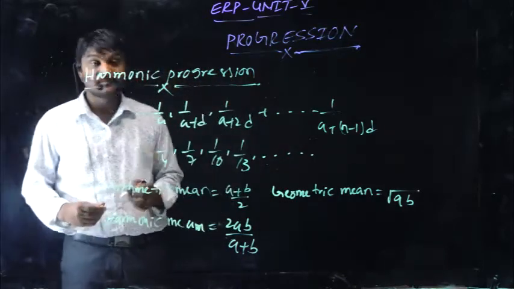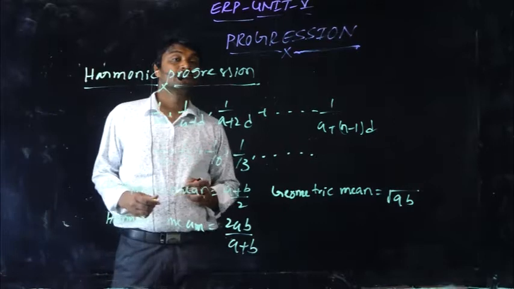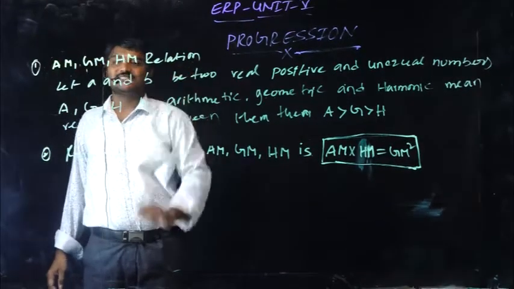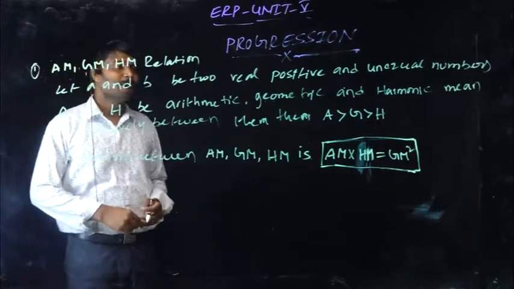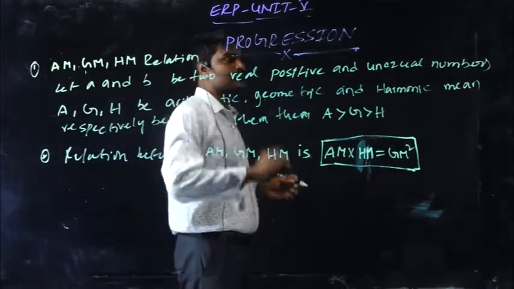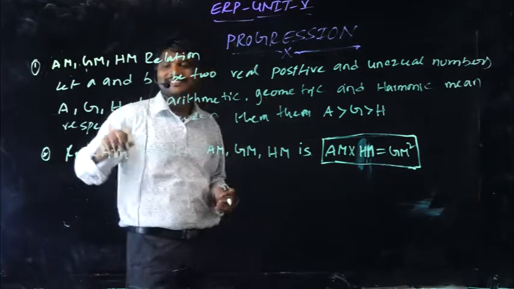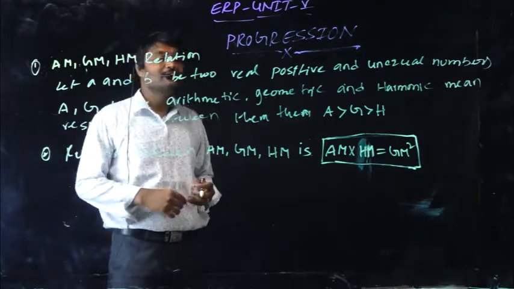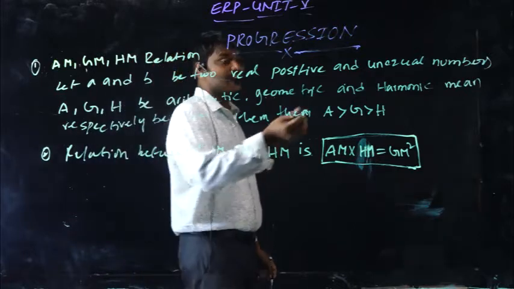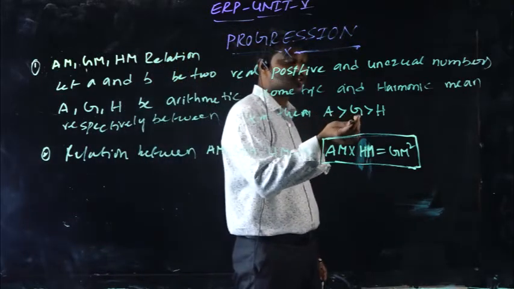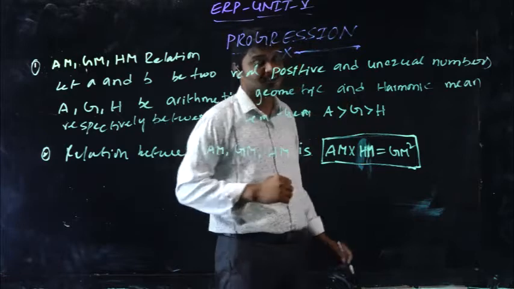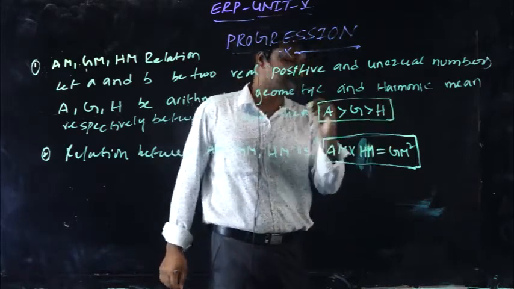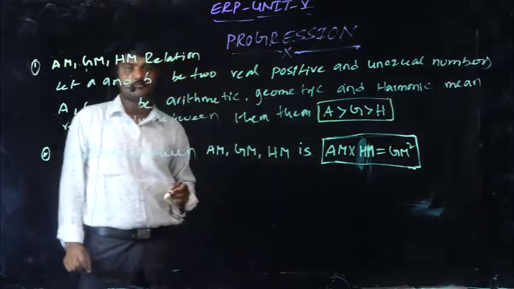Arithmetic mean, geometric mean and harmonic mean in relation. Let a and b be two real positive and unequal numbers. A, G, H be the arithmetic, geometric and harmonic mean respectively. Between them the relation is arithmetic mean greater than geometric mean greater than harmonic mean. This is the most important relation among the arithmetic mean, geometric mean and harmonic mean.